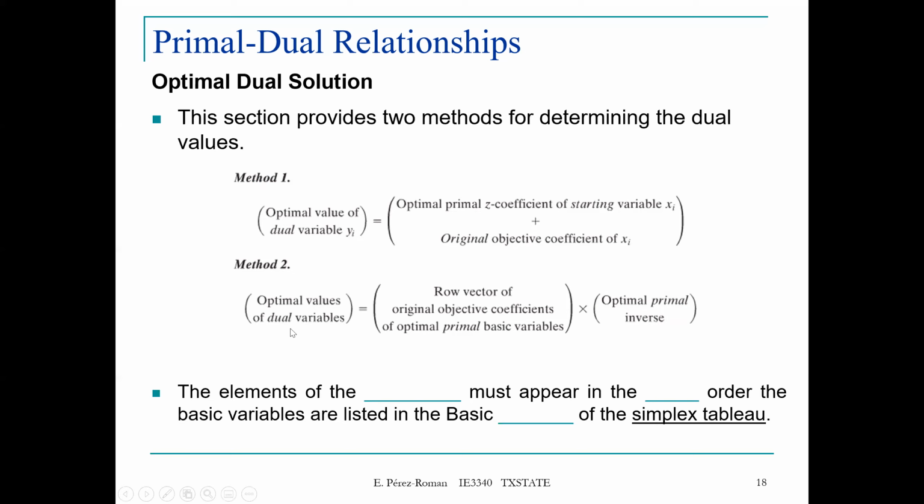In the second method, the optimal values of the dual variables are going to be equal to the row vector of the original objective coefficients of the optimal primal basic variables times the optimal primal inverse. The elements of the row vector must appear in the same order the basic variables are listed in the basic column of the simplex tableau. And that's a very important observation, because if you don't get the right order, then the solution that you obtain is not going to be right.